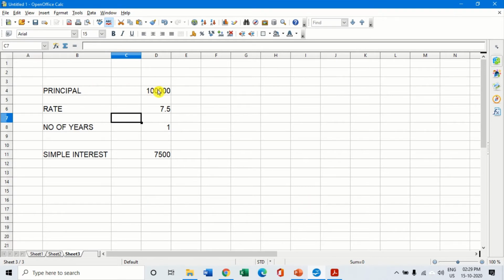That is the principal amount, rate of interest, number of years, and using the formula P into N into R divided by 100, we have calculated the simple interest. So here the formula is given over here, D4 into D6 into D8 divided by 100. The formula remains the same. Now what is the use of a goal seek? Goal seek is reverse calculation.